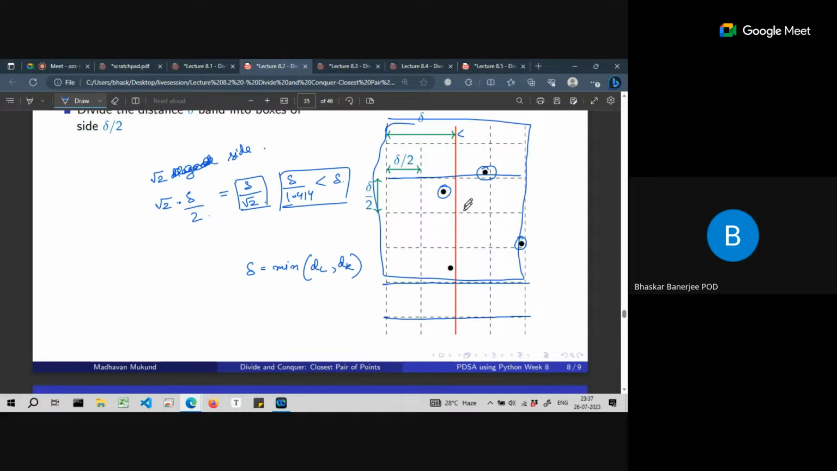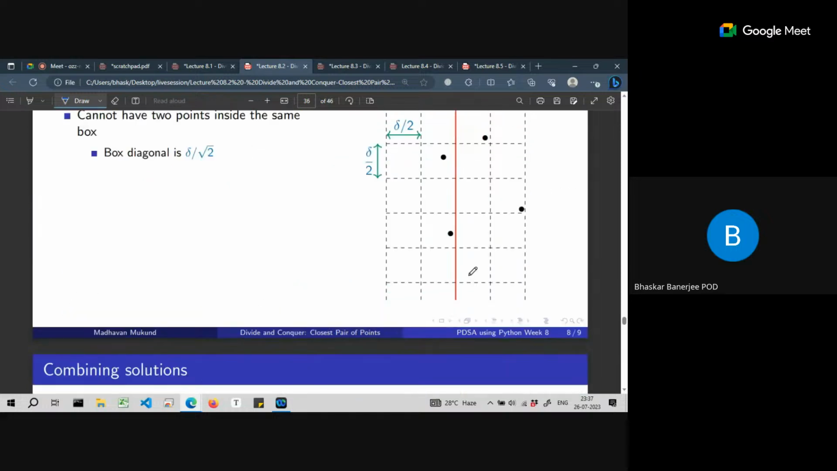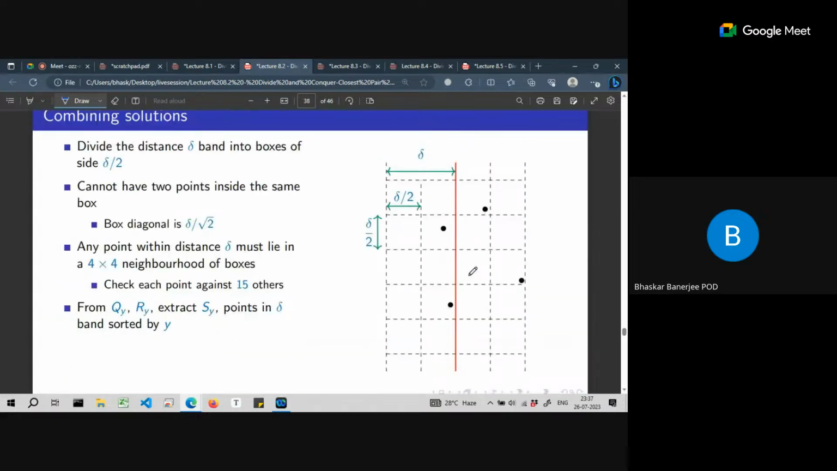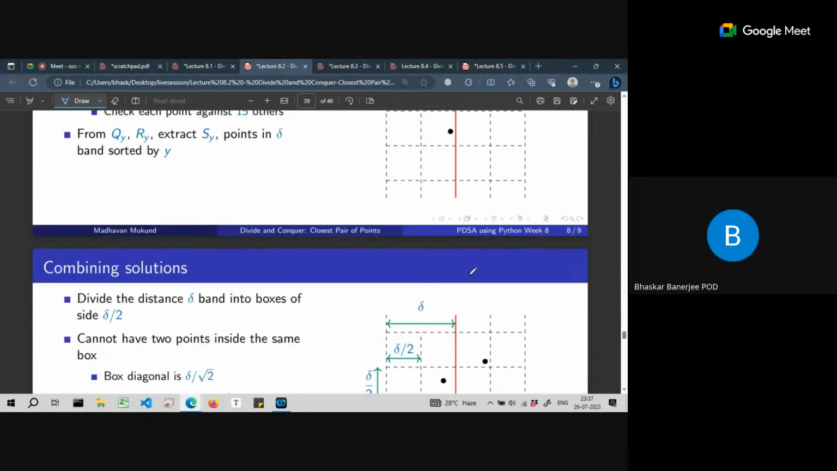So it is constant time: 16 cells, and whatever number of points are there within those 16 cells, even if it is large, we still say it is constant time. Fine. So that's the merge phase. You find the minimum on both sides, set a delta region, and find the distance between points.